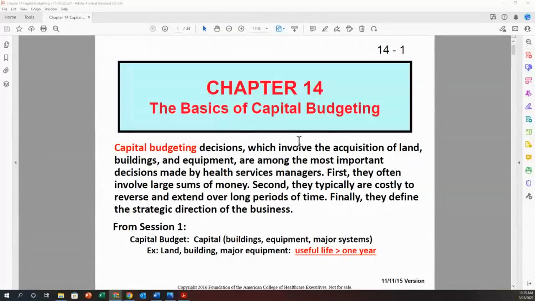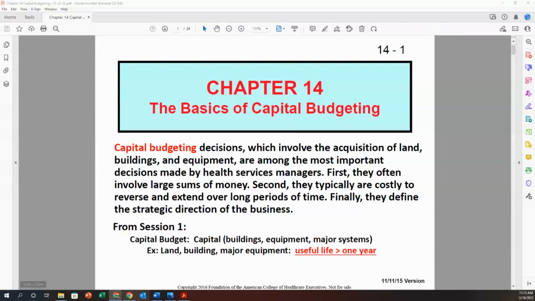Okay, chapter 14, capital budgeting. So, what's different with a capital budget than a regular budget? Well, from an expense item, it's a larger sum of money, and it's usually something that has a useful life of over a year, right?